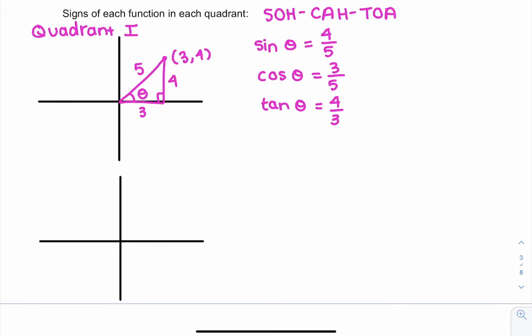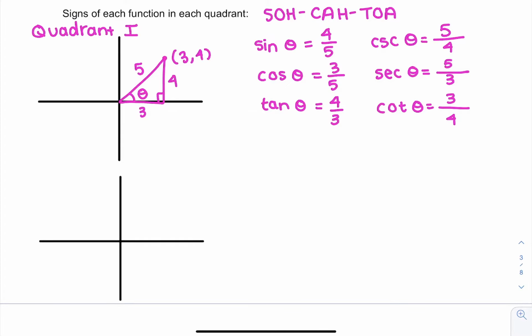Then we have our other three functions. So remember we have cosecant, which is kind of paired with sine. We have secant, which is paired with cosine. And we have cotangent, which is paired with tangent. To find cosecant, we just flip sine. So we say 5 over 4. To find secant, we just flip cosine, so 5 over 3. And to find cotangent, we flip tangent, so 3 over 4.